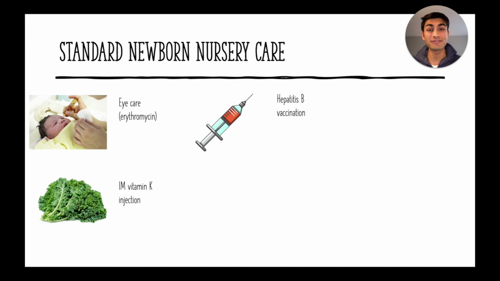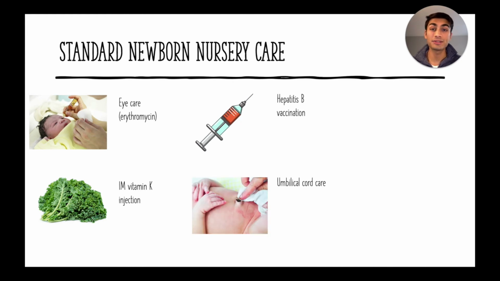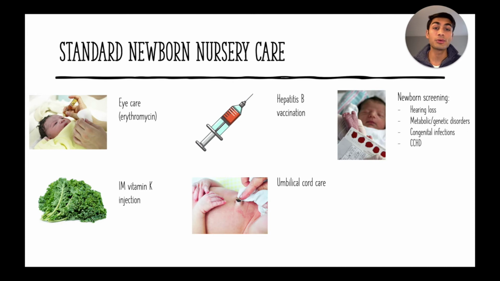Next is hepatitis B vaccination, umbilical cord care, so cleaning and sterilizing there to prevent potential infection. Newborn screening, and this includes things such as hearing loss, metabolic or genetic disorders, and we test for that by placing blood smears on a test card like this, screening for potential congenital infections, and screening for CCHD, which is critical congenital heart disease.